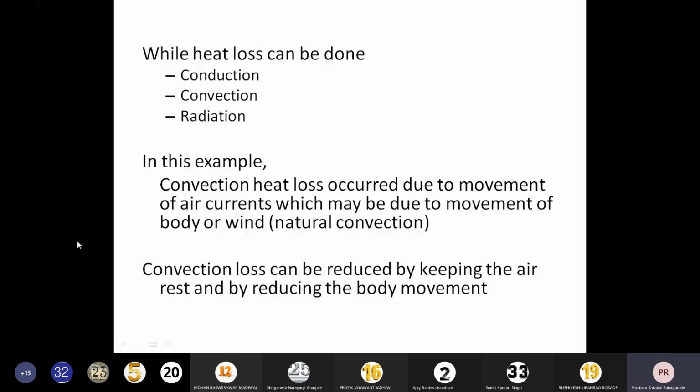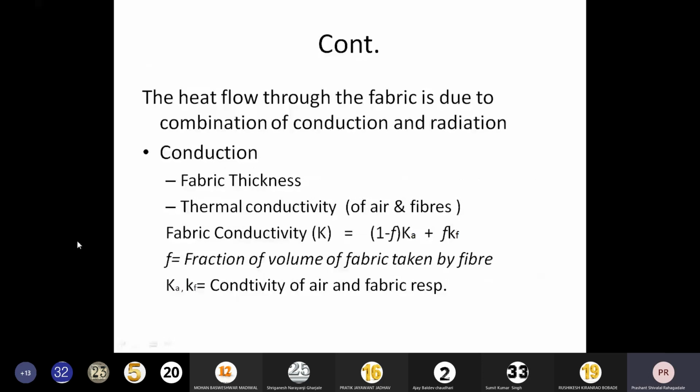So in case of conduction, the heat loss or heat flow depends first on fabric thickness, second on the thermal conductivity of your fibers, and also of air. And the fabric conductivity can be given by the formula (1 minus F) Ka plus F into Kr.